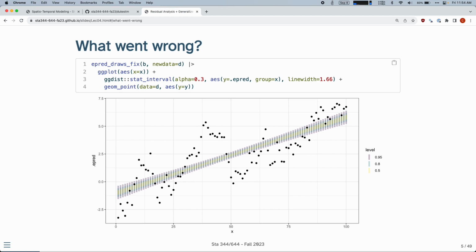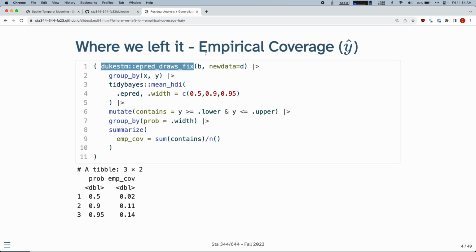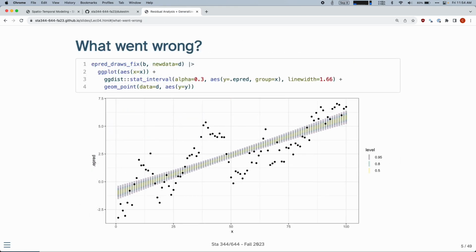Are you making these on the posterior draws? Yeah, that's what D is. So this stat interval is basically just, for each of those draws, drawing the 95, 80, and 50% credible intervals. So they're credible regions, not confidence. Yes, they are credible regions, and they hopefully have proper coverage for y hat, not y.